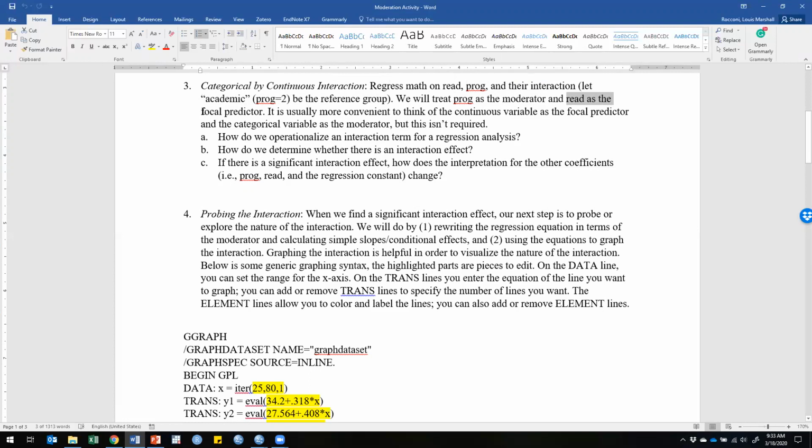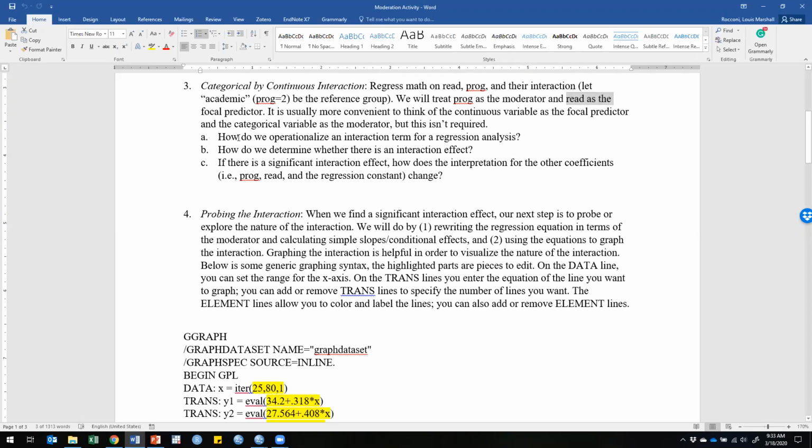When you're looking at a continuous by categorical interaction, it's usually just more convenient to think of the continuous variable as the focal predictor and the categorical variable as the moderator, but this isn't necessarily required. You could do it the other way. It just makes probing the interaction a little bit easier.